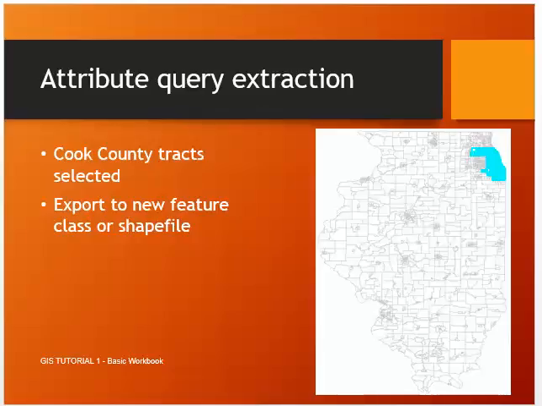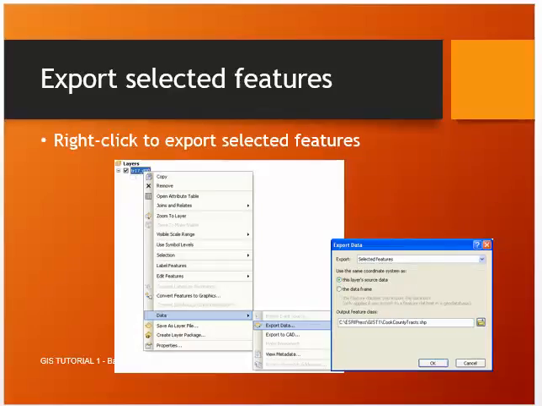So now that we have them selected, we can export them to a new feature class or shapefile. So we right-click on the data layer in the table of contents, go to Data, and select Export Data. We get a dialog there where we just want to select the exported features with the source data layer's coordinate system, and we tell it where we want to save that, and we have a new layer of just those tracts for Cook County.